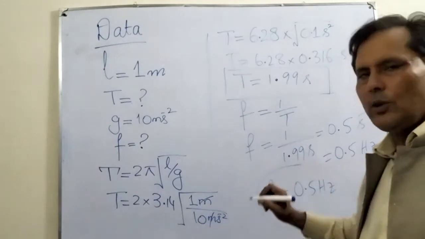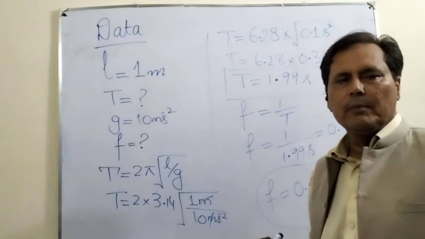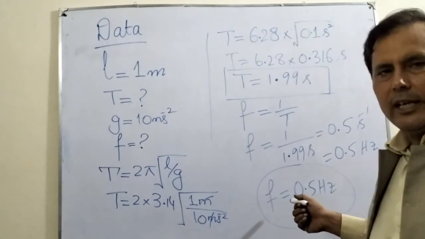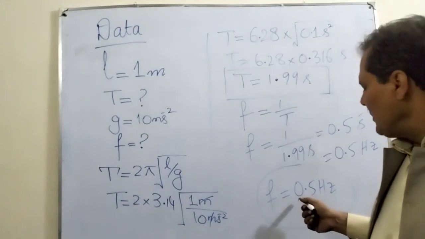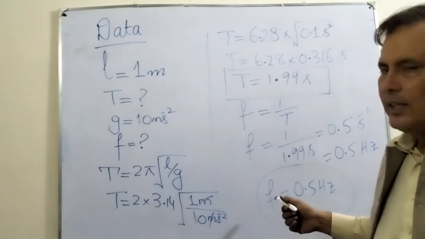It means, as you know by the definition of the frequency, that it is the number of vibrations in 1 second. So 0.5 hertz means that in 1 second the simple pendulum completes half vibration. Hope you have learned something.